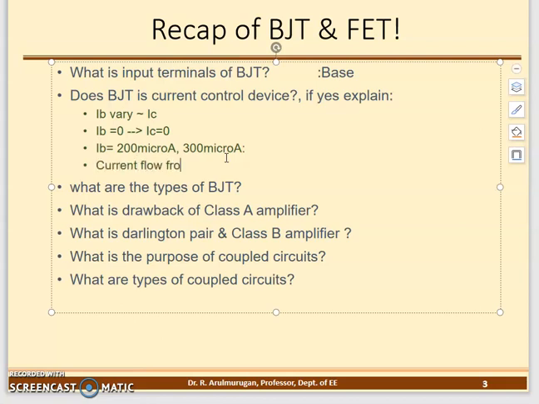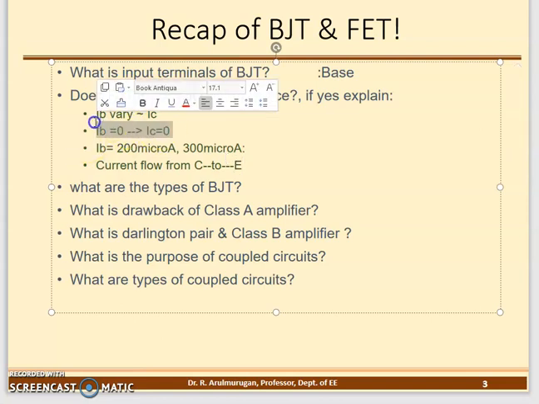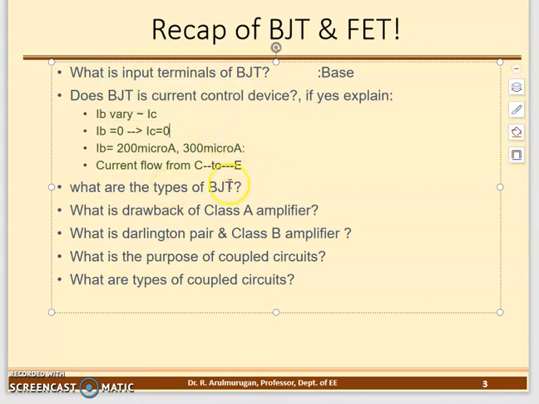Current flows from where? From collector to emitter. Else if I do not apply the base current, the current becomes 0, so no current flows. That's all.